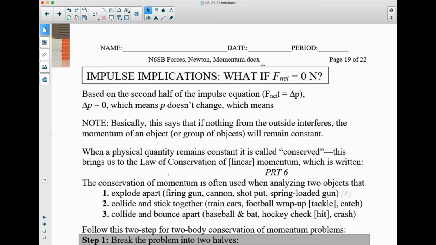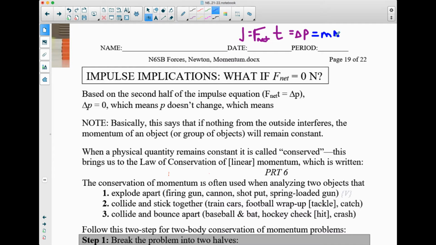All right, what if F net equals 0? What are we talking about here? Based on the second half of the impulse equation, notice we're on notes page 19. Here's the impulse equation. J equals, write this on the top of your paper. You should write everything I write down here. F net t, I'm writing so slow, this should be very easy for you to keep up. F net t equals delta P. And don't forget, the one that's not written in your reference table, m delta v.